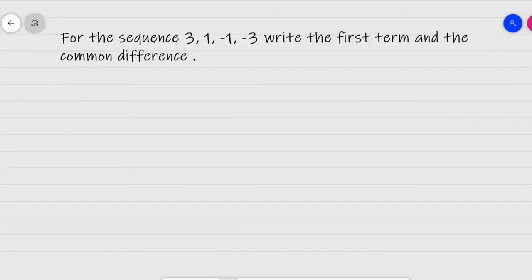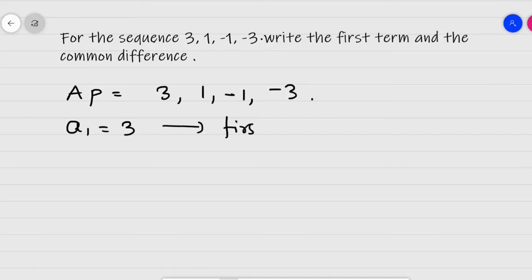For the sequence 3, 1, minus 1, minus 3, write the first term and the common difference. See here children, first of all write down the sequence. What is your sequence? Your sequence is 3, 1, minus 1, minus 3. Now see, what is your first term? Your A1 is equal to 3. So this is your first term. First term is clear from the sequence here.